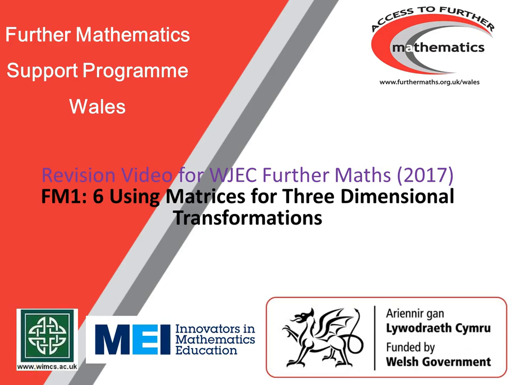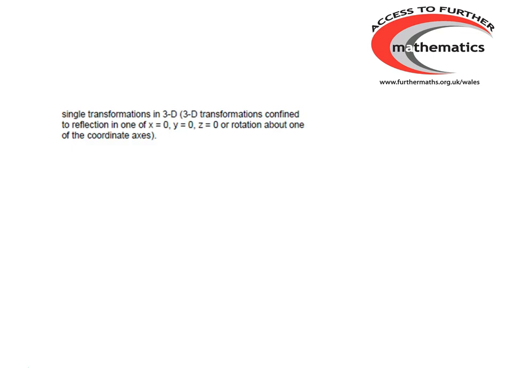In this video, we conclude the set of 3 videos looking at matrices and transformations by revising the way in which 3x3 matrices can be used to describe transformations of 3-dimensional space. The specification tells us that we need to concentrate on reflections in the planes x equals 0 or y equals 0 or z equals 0, or rotations about one of the coordinate axes.